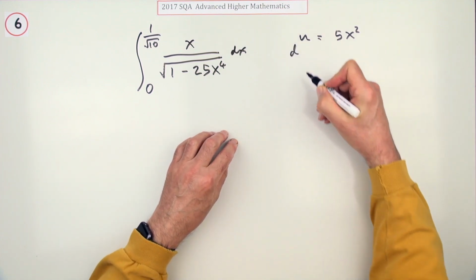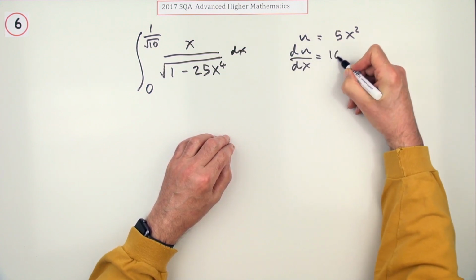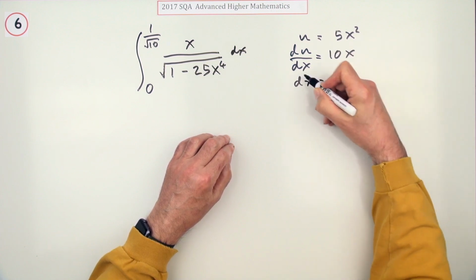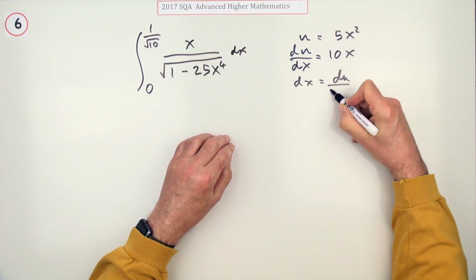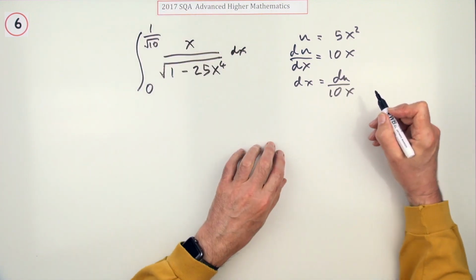Well, let's start changing the variables then. So du by dx is going to be 10x. So if you rearrange that, dx will be du over 10x. So that's that thing gone then. Now I need to change these.